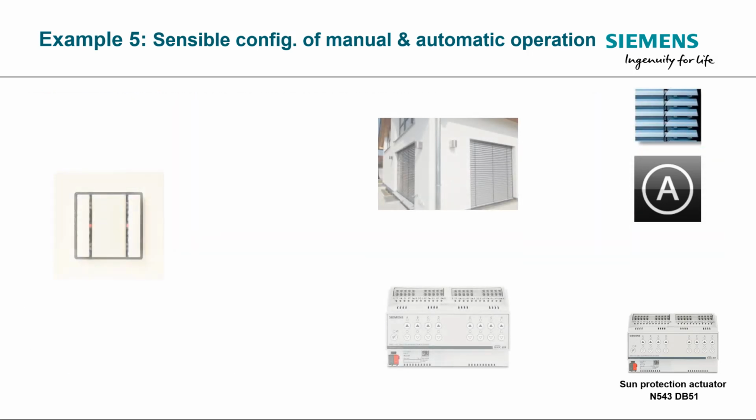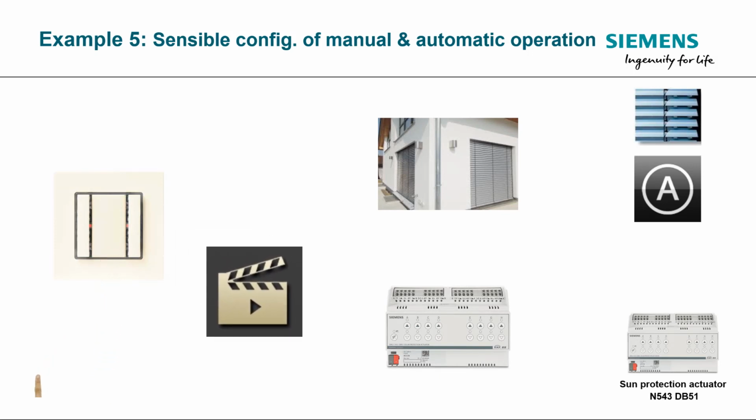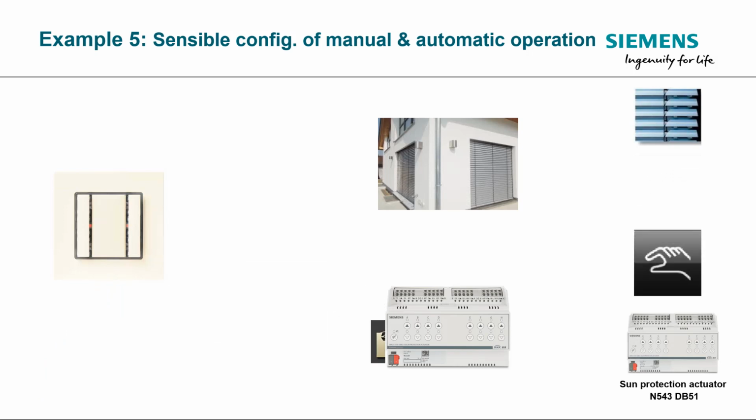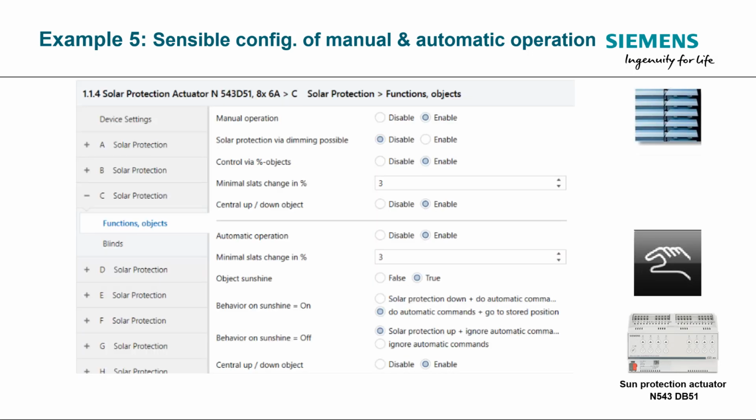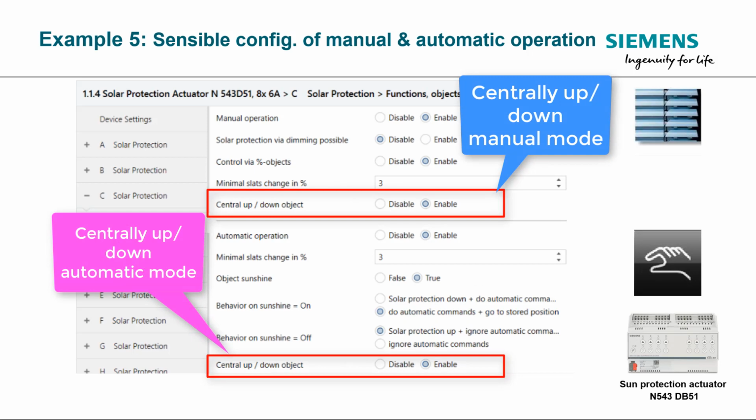Also note, the possibility of scene control mentioned at the beginning counts as manual operation. As soon as one of the parameterized scenes of the channel is triggered, it switches to manual mode. You can learn more about the properties of the two central objects, manual and automatic, in another training module.